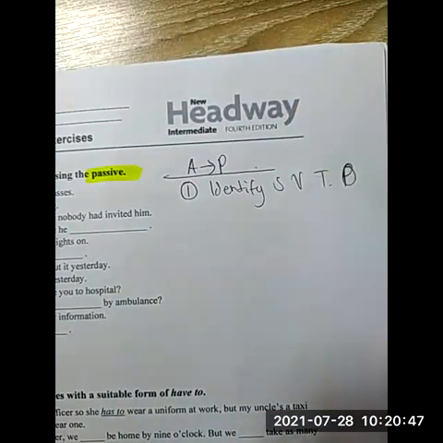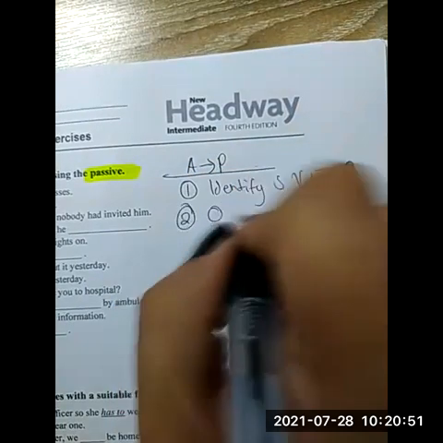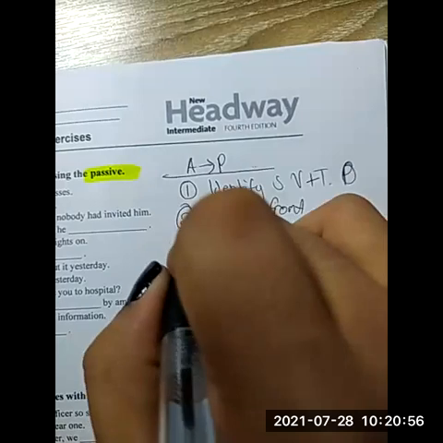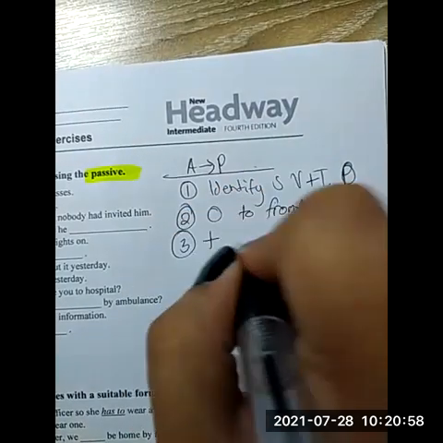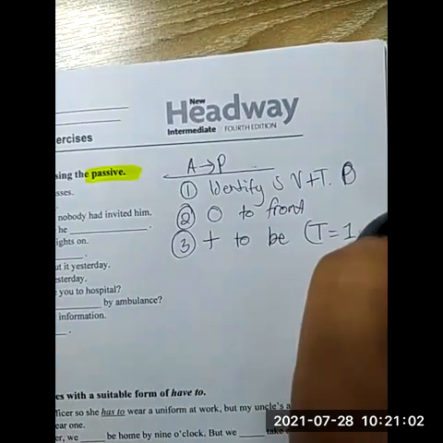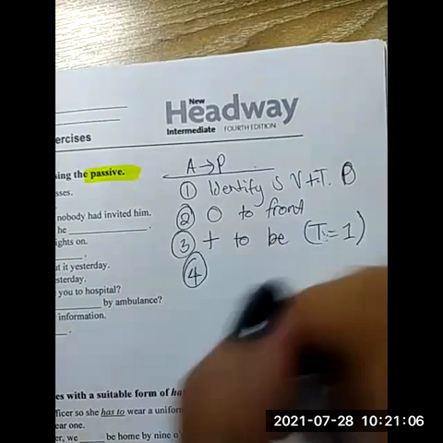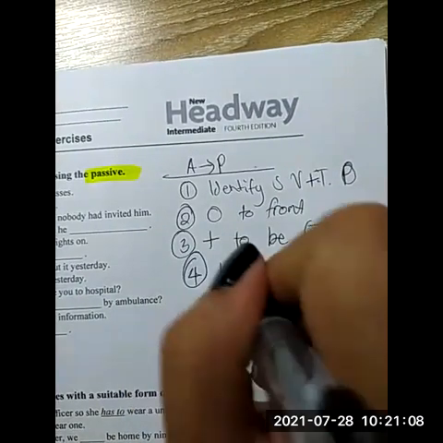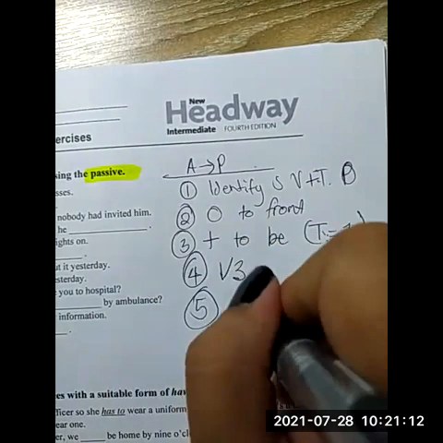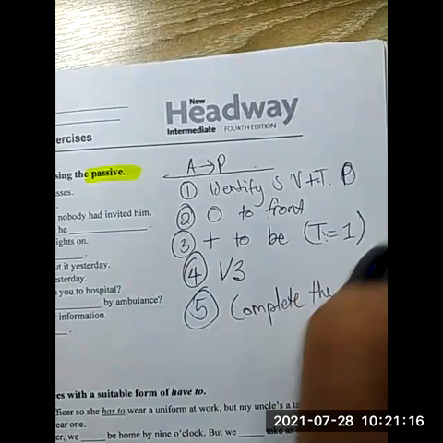Number 2, object to the front, then number 3, plus to be, tense equal to number 1. So the tense must be the same. Then number 4, verb 3, and number 5, complete the sentence.